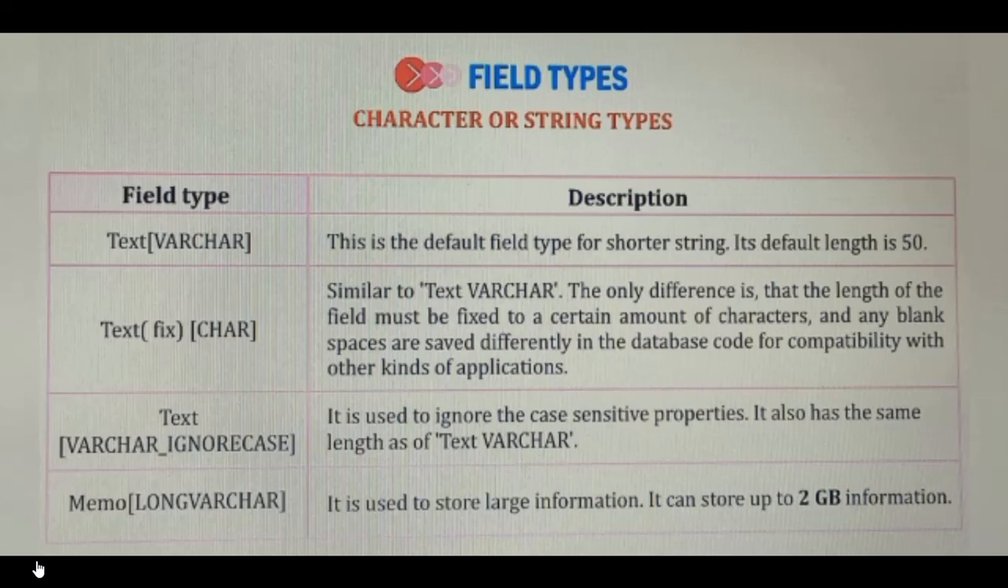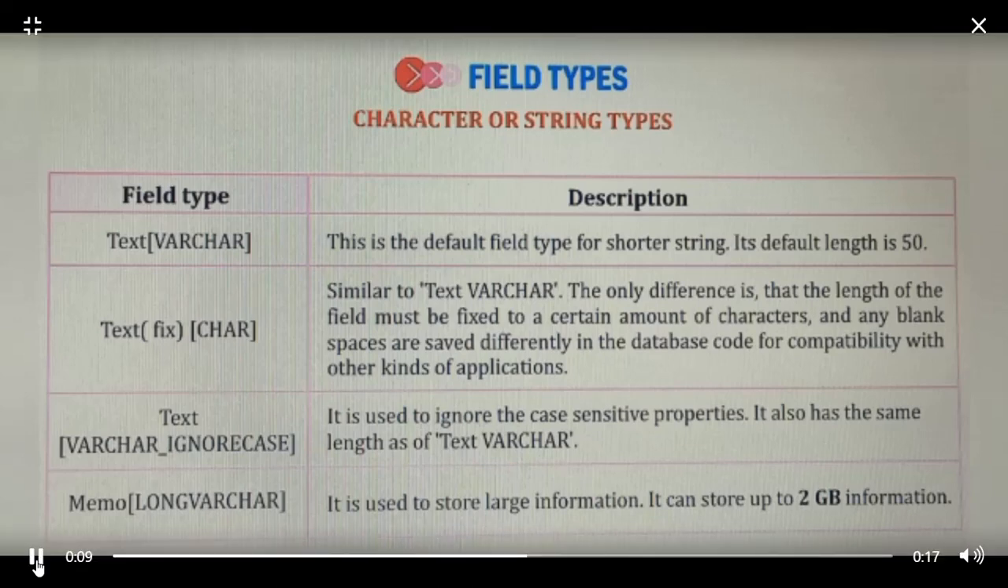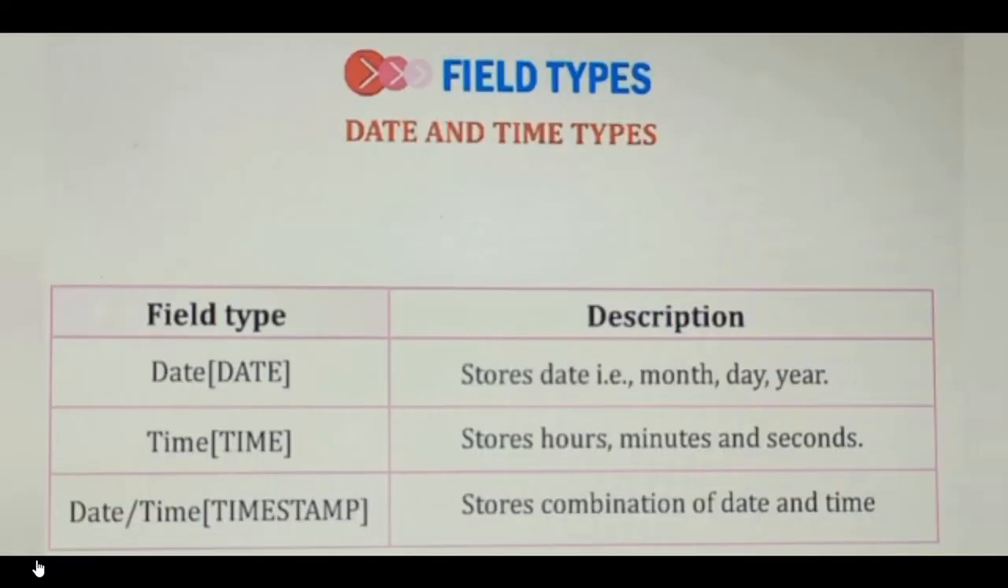Then we have memo. Memo is basically used to store a large amount of information, meaning we can store up to 2 GB of data in memo. The first and fourth ones are mostly in use, right? So after this we have the third, which is date and time.